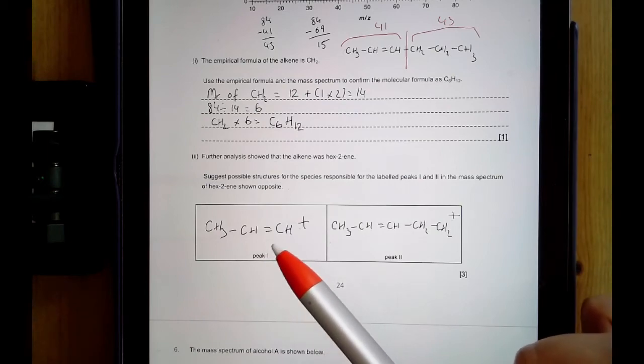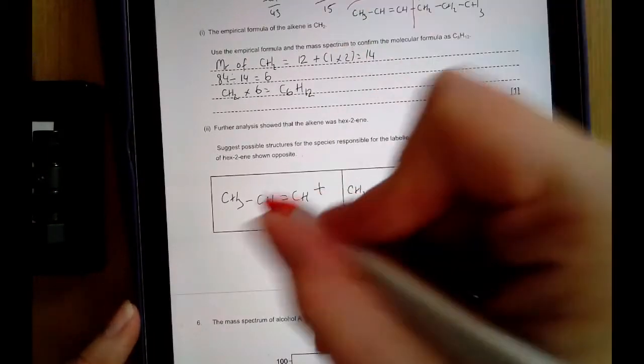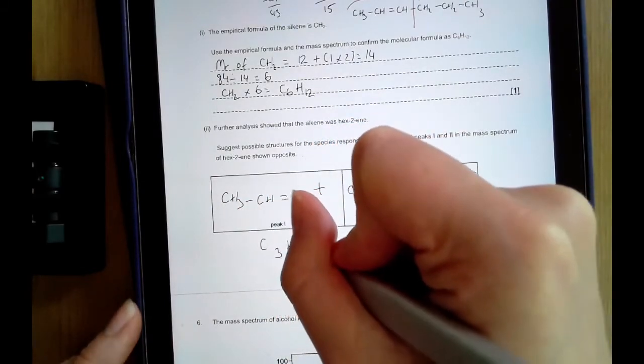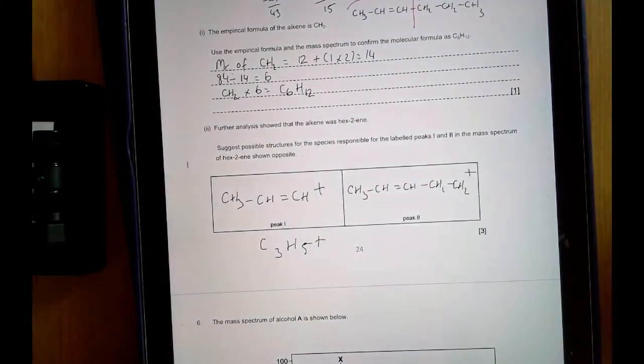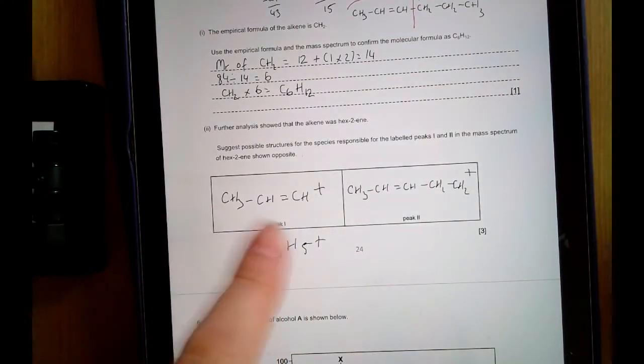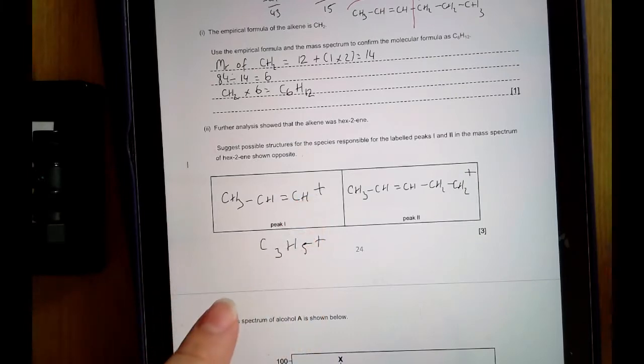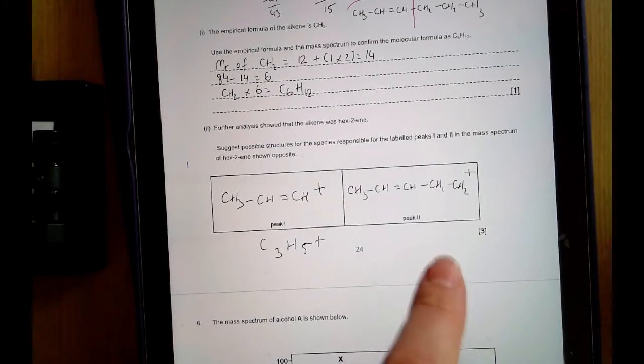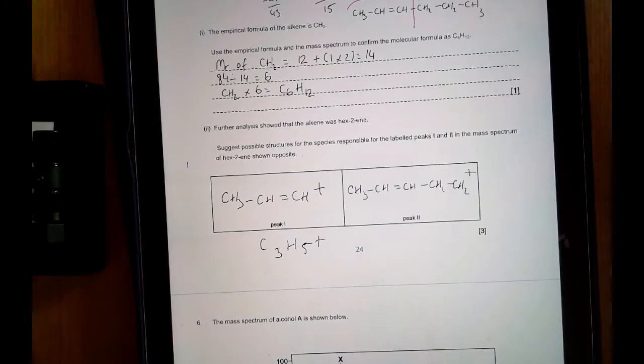You cannot just use molecular. So for example, if you just wrote here C3H5, okay, you're going to lose a mark, because you haven't really shown what part of the hex-2-ene is responsible for the fragment. Similarly over here, if you just lumped all the carbons and hydrogens together as a molecular formula, you're going to lose a mark.